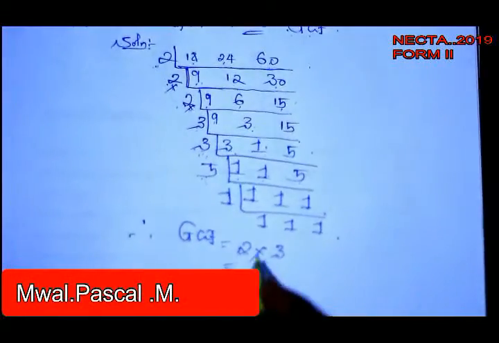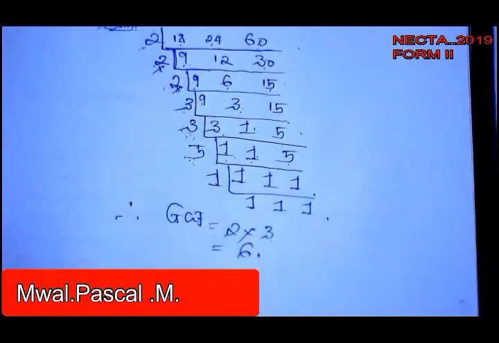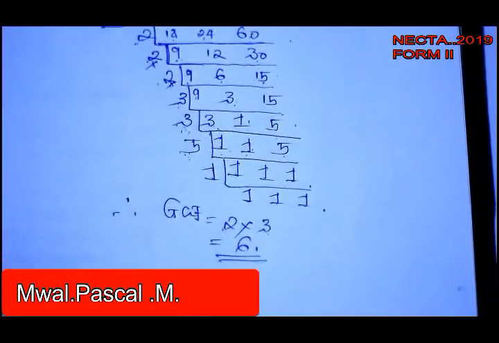Therefore the GCF will be the product of these two numbers. That will be 2 times 3, which equals 6. And therefore this will be your answer for the first question.